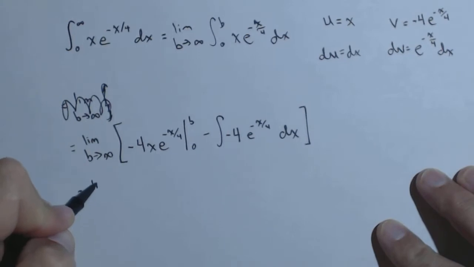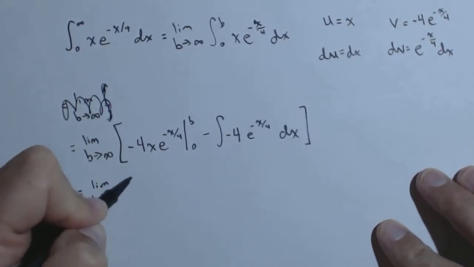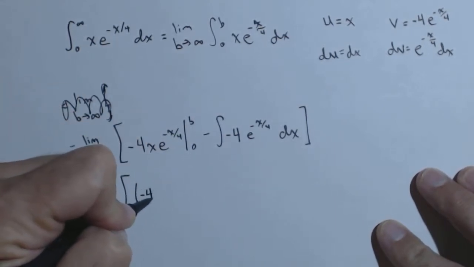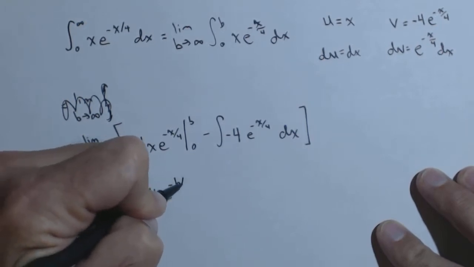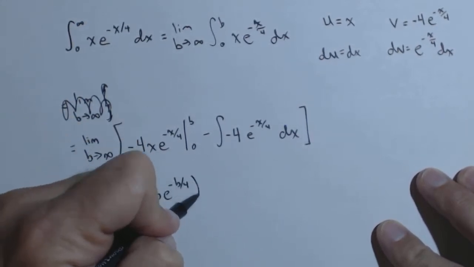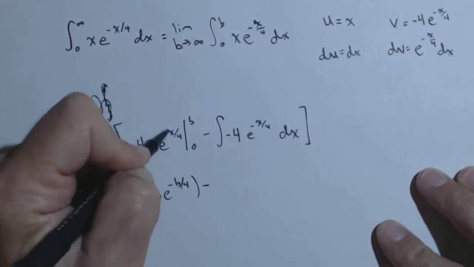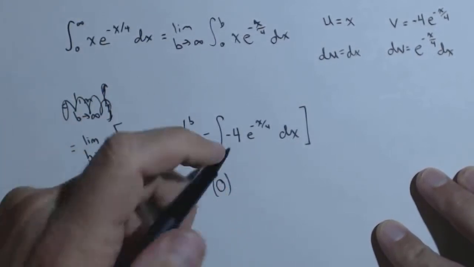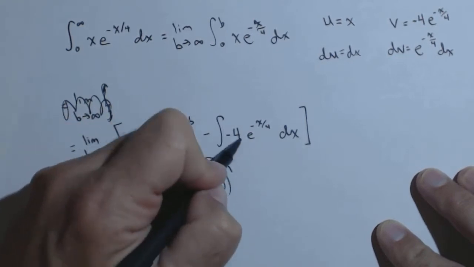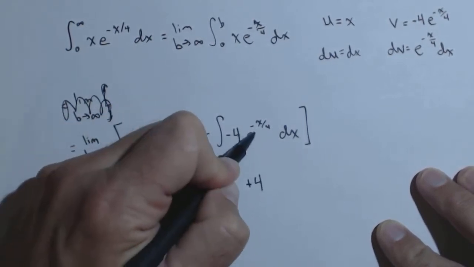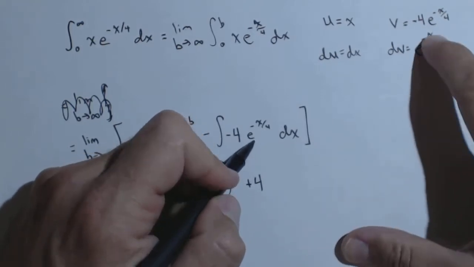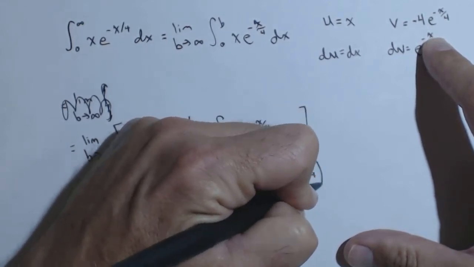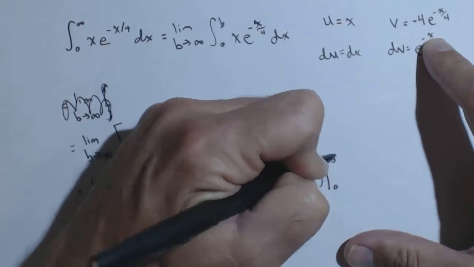So, I have the limit as b goes to infinity. Let's go ahead and plug in our limits here. The first part is going to be minus 4b e to the minus b over 4, minus, when I plug in 0, this whole thing is going to zero out. So that first part is right here. That came from that guy. Now here, I'm going to pull out a plus 4. And then I'm just doing the antiderivative that I did before, which I know is right here. So minus 4e to the negative x over 4, and this is from 0 to b.